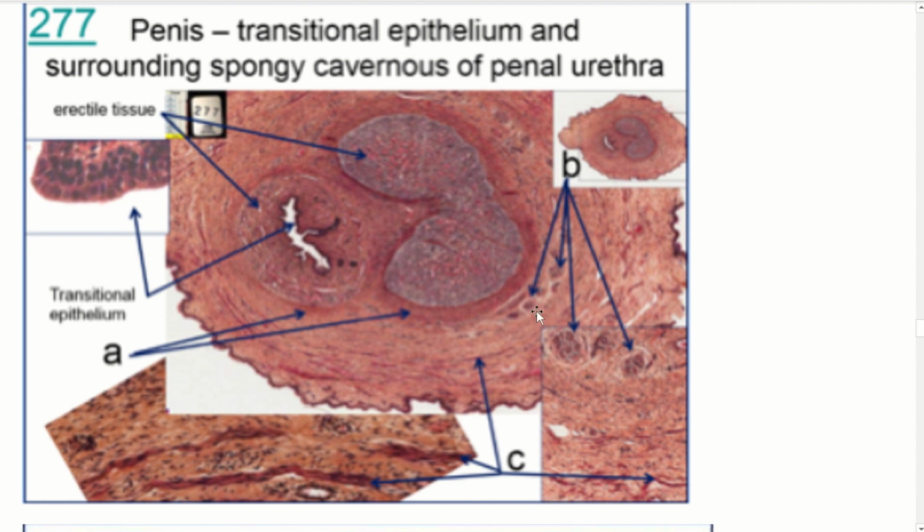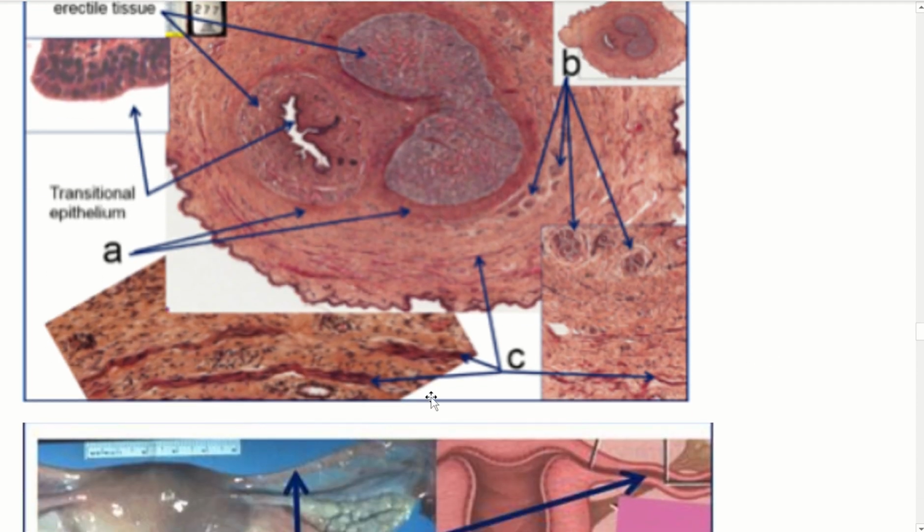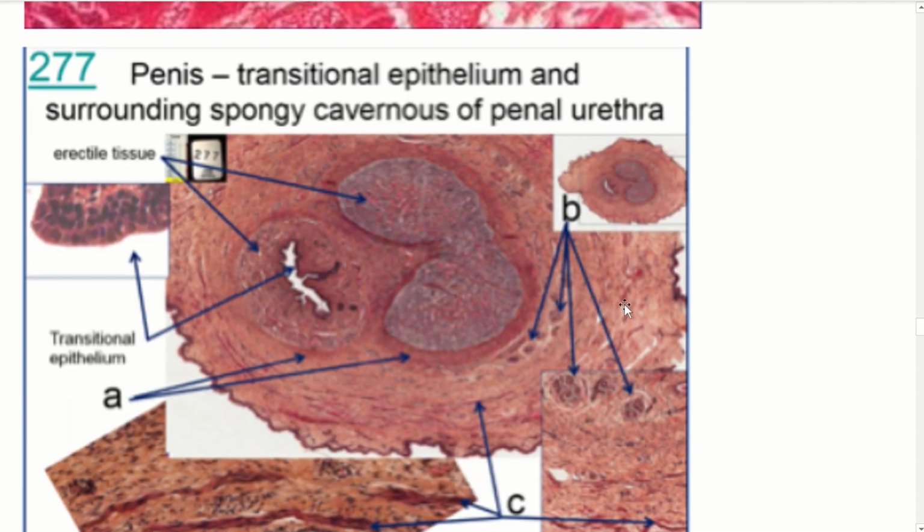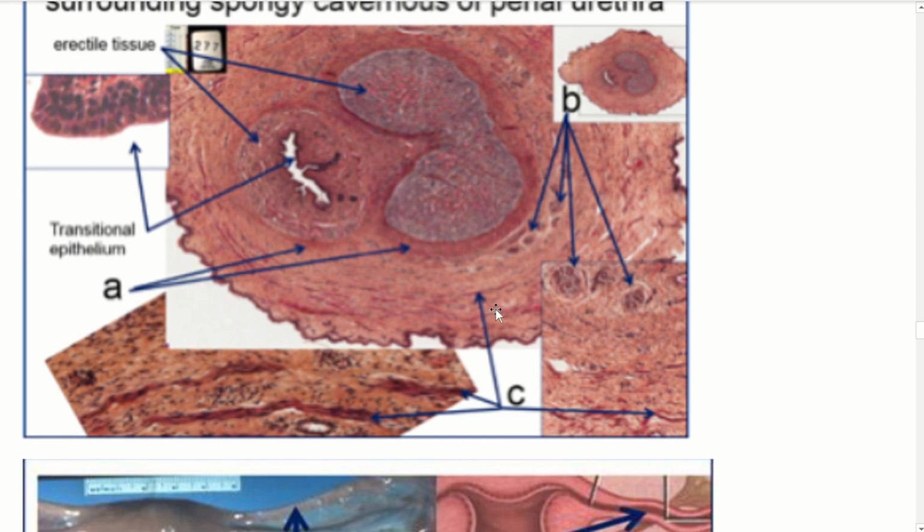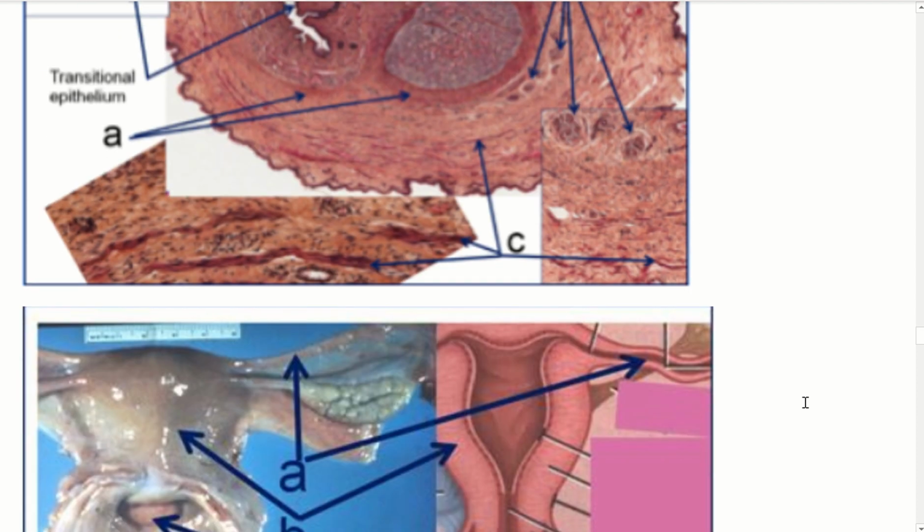B, these are pointing to little nerve bundles. So these are little nerve bundles for feeling and whatever right there. And then C, what this is pointing to, so this is going to be smooth muscle all around the outside of the penis. Okay, so that's just a bunch of little smooth muscle fibers up there.